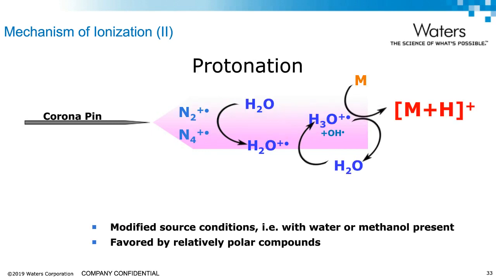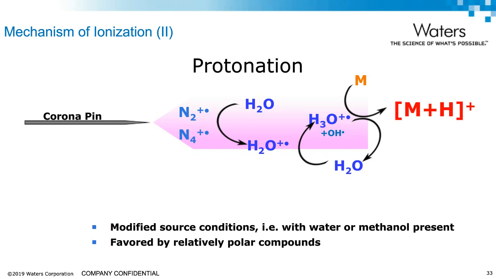Alternatively, ionization can take place through proton transfer reactions. This example shows the proton source as water, but methanol or other solvents can be used. As seen here, a radical cation of water is created, and this undergoes proton transfer with the analyte to form the M+H+ ion.